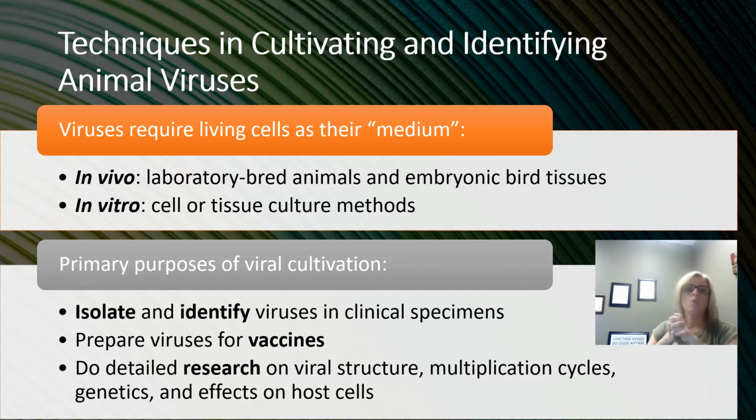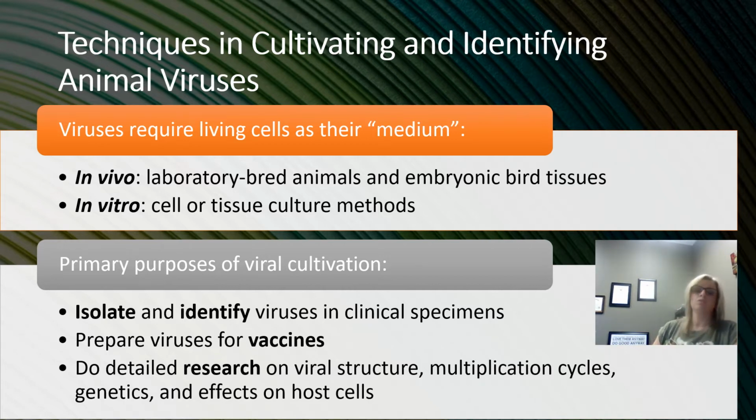And so the reason that we want to cultivate a virus is so that we can isolate and identify viruses in a clinical setting. We want to be able to prepare viruses for vaccines. This is very important, and this is something that is very relevant recently as we've had to make new vaccines for the coronavirus. This is the technique that had to be done in order to grow and prepare and make a vaccination, sorry, for the vaccine. We had to use an embryo to grow it in.